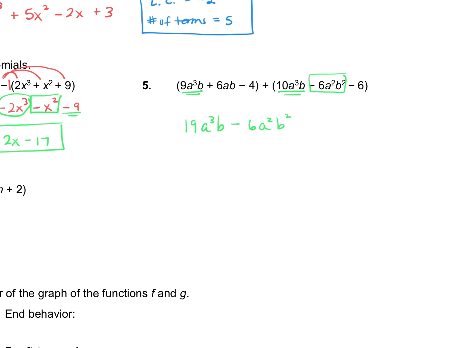Now we want to look for anything that has a to the first power. So here we have a positive 6ab, and that is the only one of those we have. So plus 6ab. And then any constant terms, we have a negative 4 and a negative 6, which give us a negative 10.